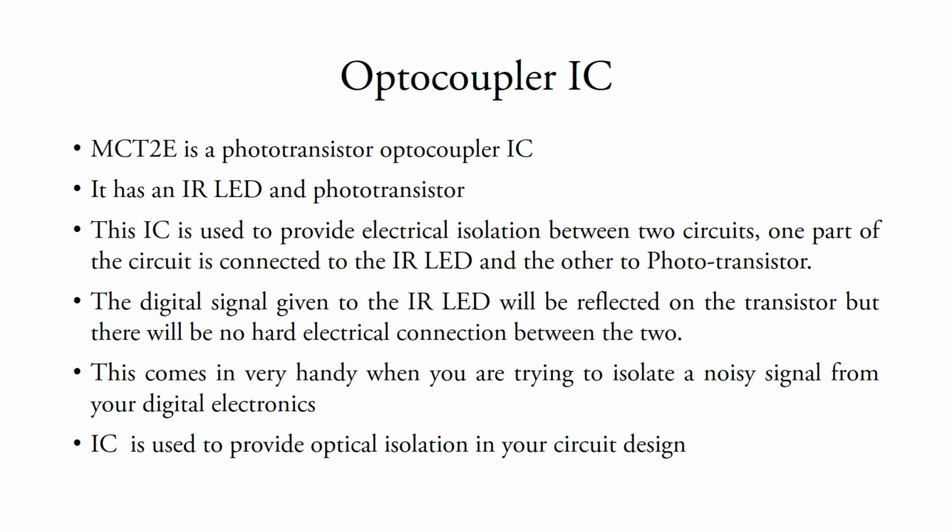So far we have seen the features of optocoupler IC. It is also available in IC format, that is MCT2E, a phototransistor optocoupler IC. It has an IR LED and a phototransistor. Whenever a digital signal is given to this IR LED, it will be reflected on the transistor.